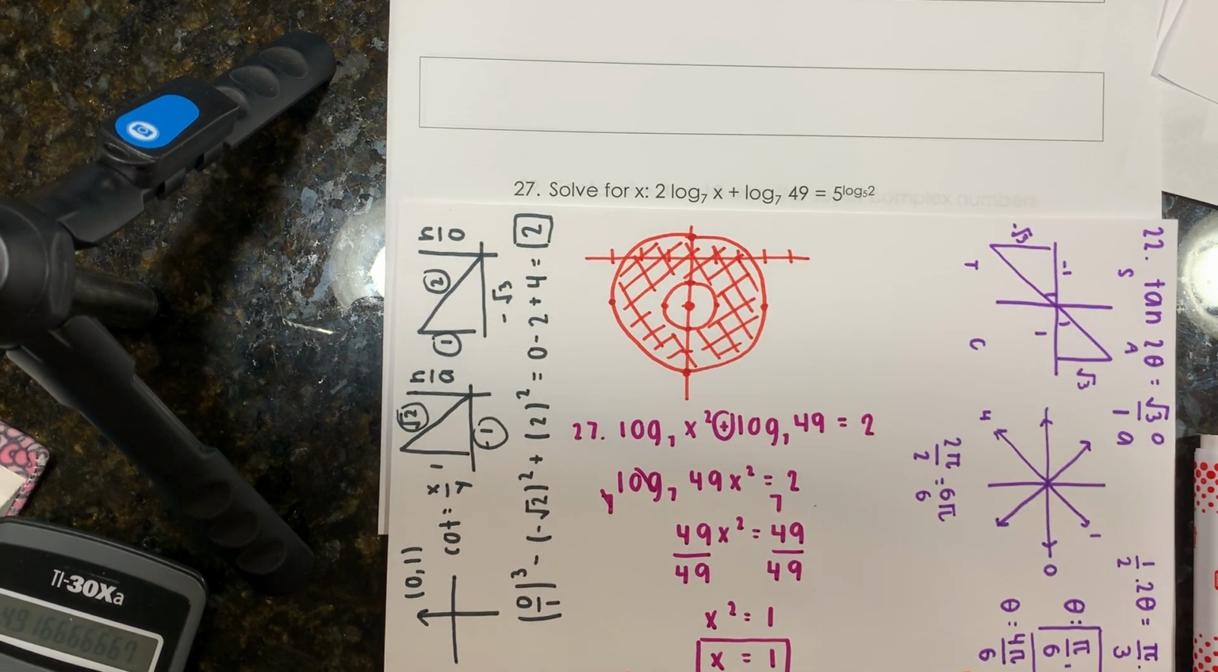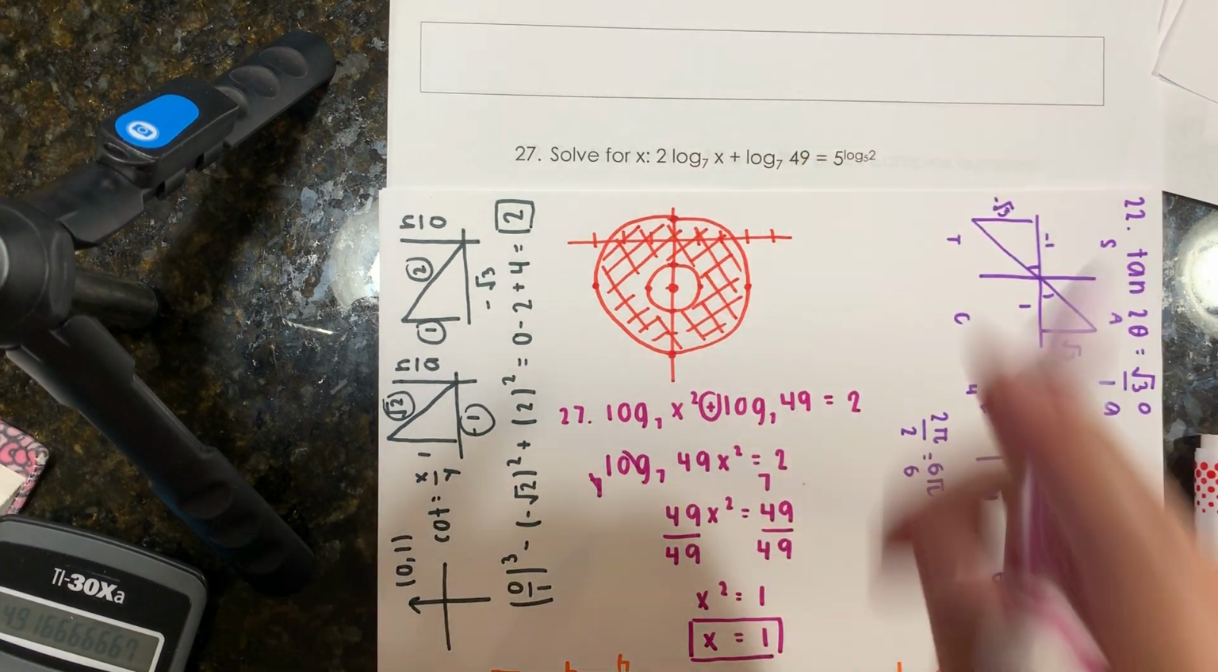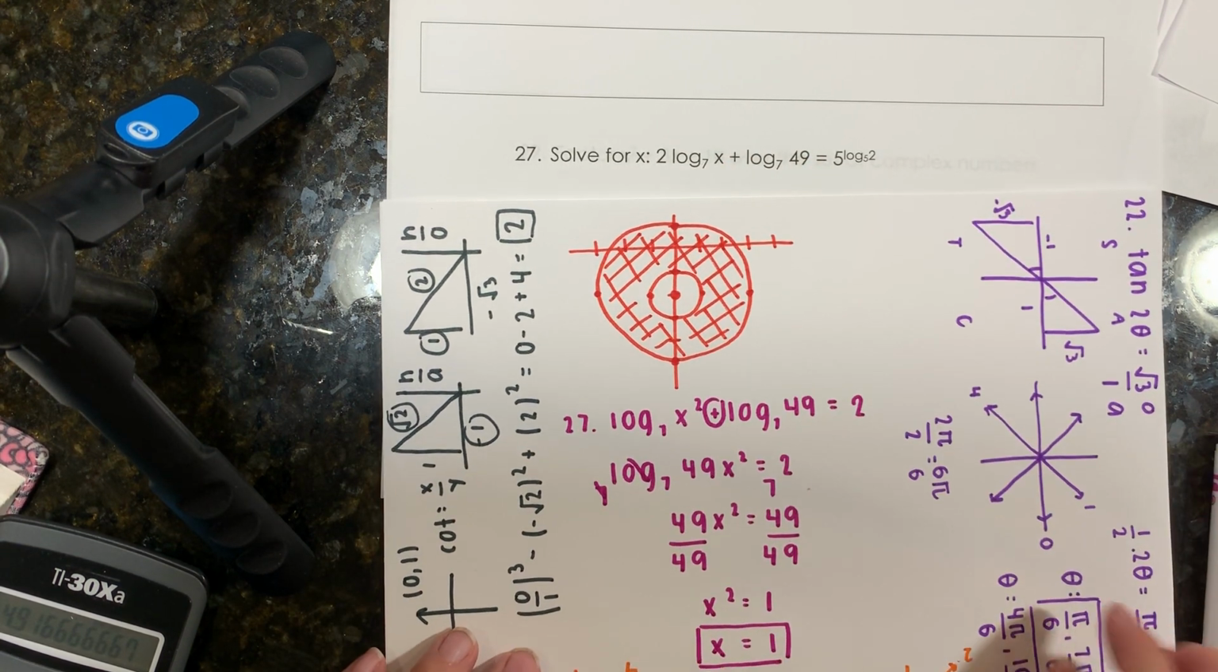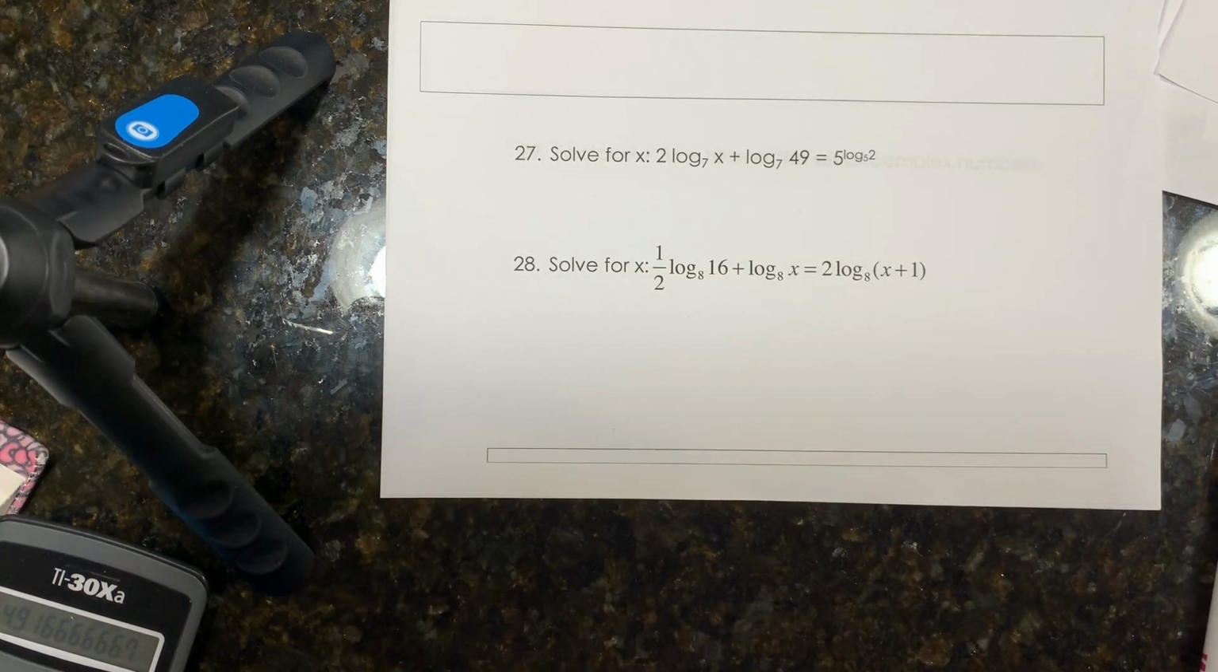Now it couldn't have been equal to -1 because you can't take the log of a negative. And in the original problem, there's an x by itself. You can never take the log of a negative. So that's why that would be +1.